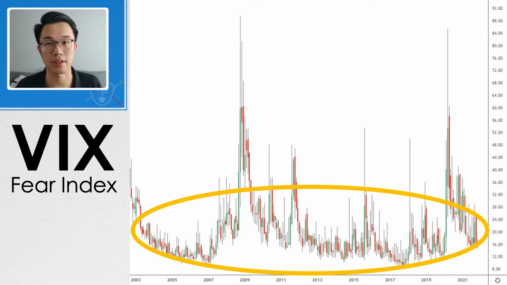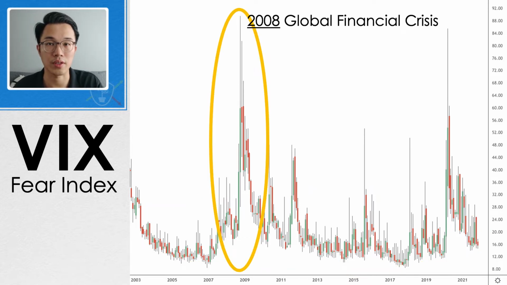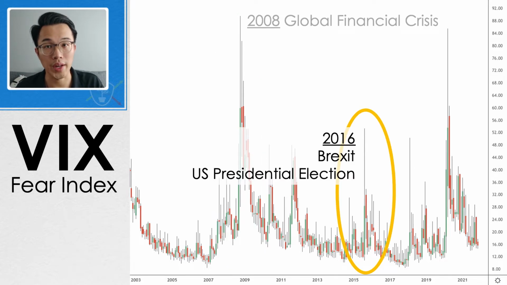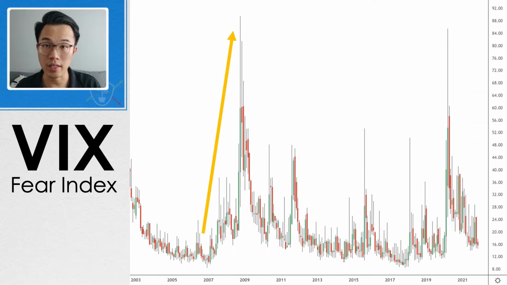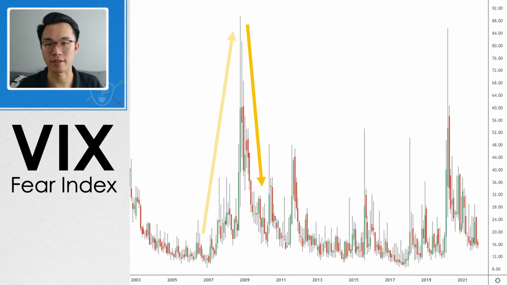Sometimes there are spikes in the volatility charts caused by events such as, this was the 2008 Lehman Brothers global financial crisis. This was 2016, where there were events like Brexit and the very unexpected presidential election in the US. And this was caused by COVID-19. And when it does spike up like this, we can normally predict that it's very likely going to come back down to a level of fear and volatility that the market is more comfortable dealing with.